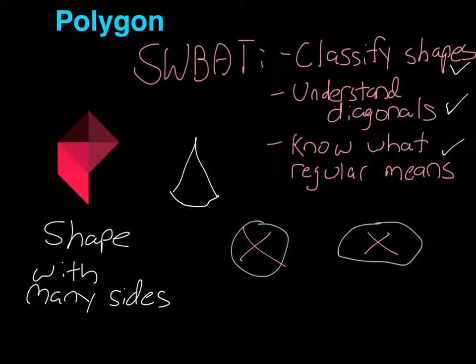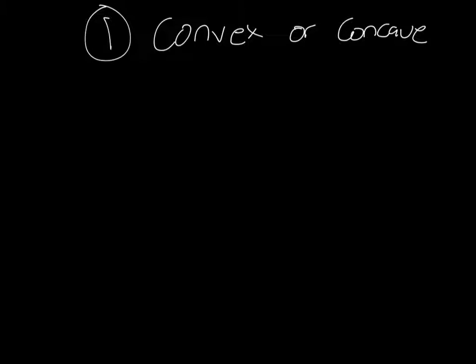Now, we sometimes want to classify polygons because there's so many different ones. So let's look at how we're going to classify them. So the first way we're going to look at classifying polygons is whether they're convex or concave. So convex basically means it points out, and concave means that it points in.